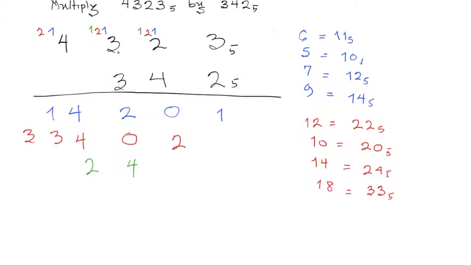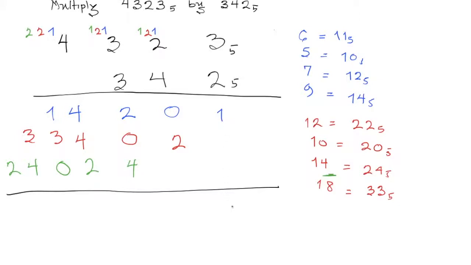3 times 3, that's 9 plus 1, 10. 10 in base 5, we already have it here, is 2, 0. So we write our 0 here, we move our 2 here. 3 times 4, that's 12 plus 2, 14. 14 in base 5, we already have it right here. That's 2 and 4, and we write that out since we have nothing else to move. So now we're going to be doing our addition like we learned how to in base 5.